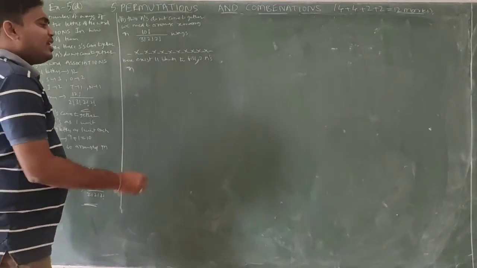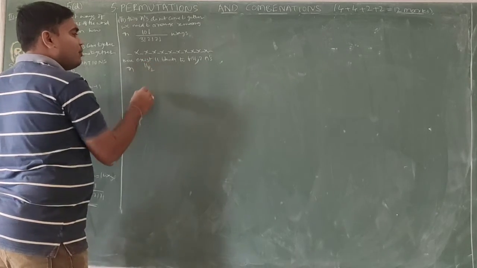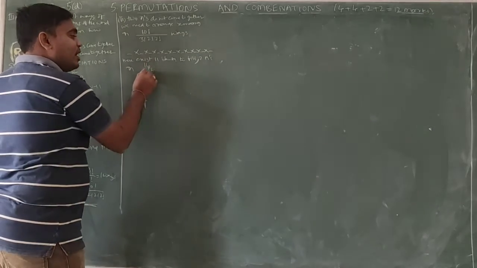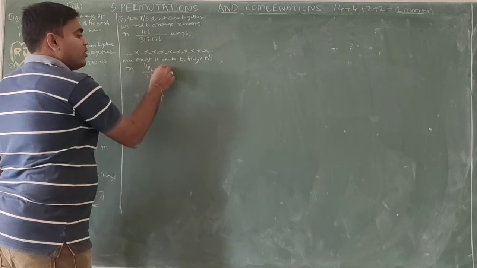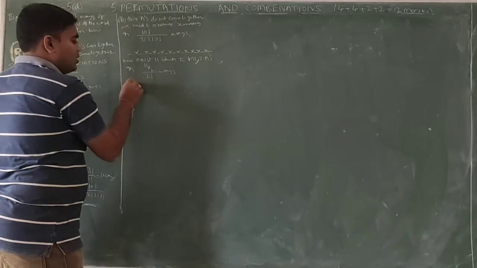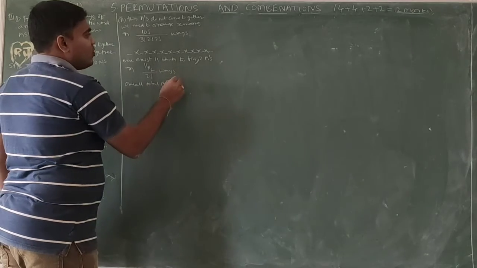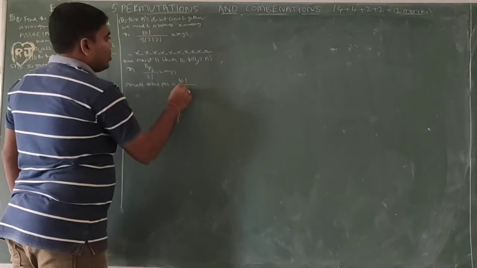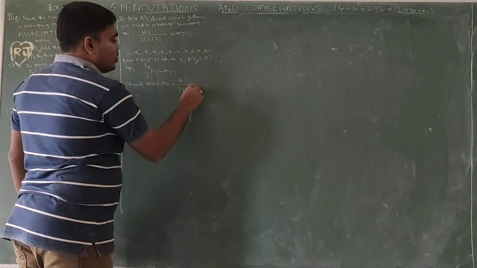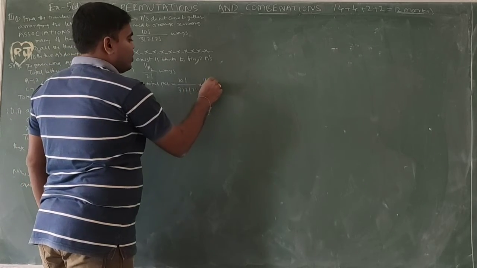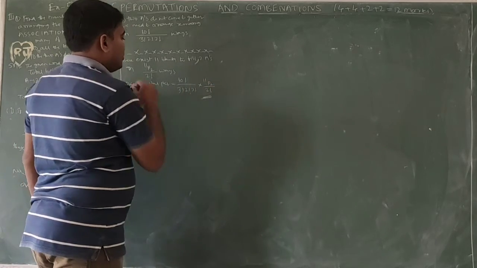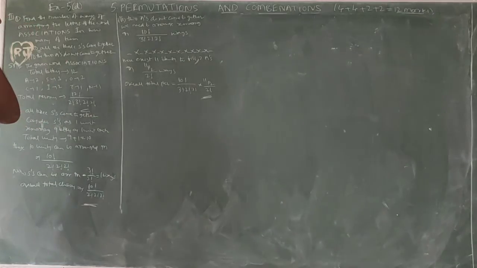How many ways can we arrange? 11 P 2. But both the letters are the same A, so divide by 2 factorial ways. Overall, total permutations equal to 10 factorial by 3 factorial, 2 factorial, 2 factorial into 11 P 2 by 2 factorial. This is the required result.